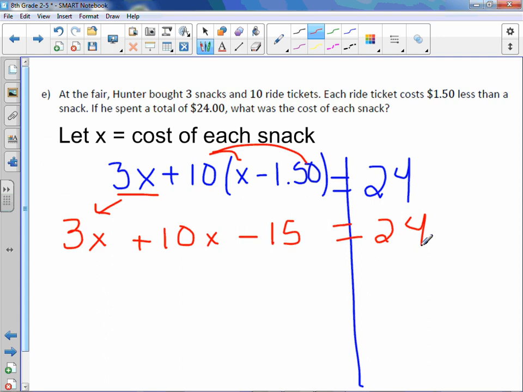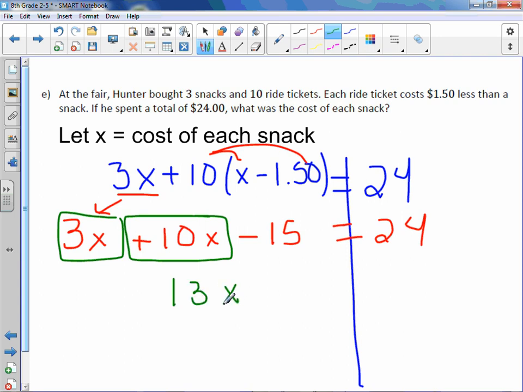Now this problem looks slightly different from the ones we were dealing with. The ones before only had two terms on one side of the equation. This time I have 3. But if you notice, 3x and positive 10x are like terms, which means they both have the same variable combination. They both have a singular x. We can just take care of those and add them. 3x plus 10x equals 13x. Bring down everything else. Minus 15 equals 24.